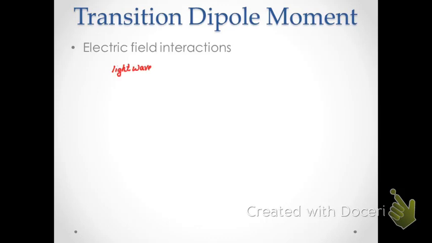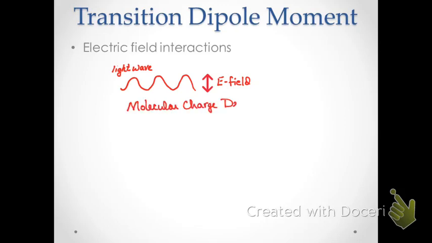Of course, we have light behaving as a wave, oscillating through space. If we look at a simple oscillation involving the electric field, what we'll note is that oscillation in the electric field will cause an oscillation in the molecular charge density. So if you think about the electric field as going up and down, up and down, up and down, then the molecular charge density will also oscillate as it goes up and down. And under the proper circumstances, this oscillation can induce a transition between energy levels.